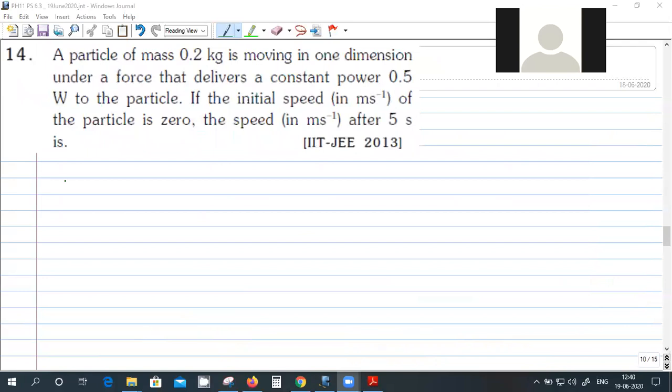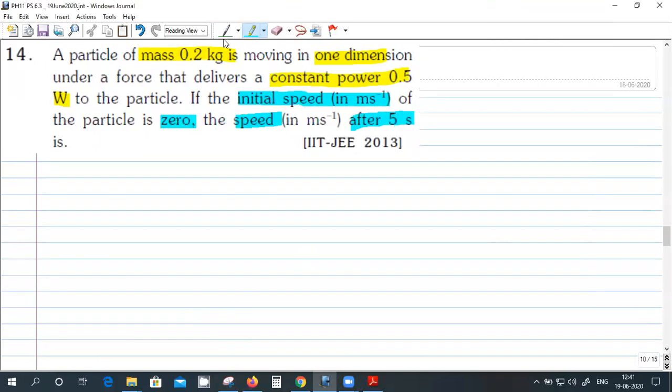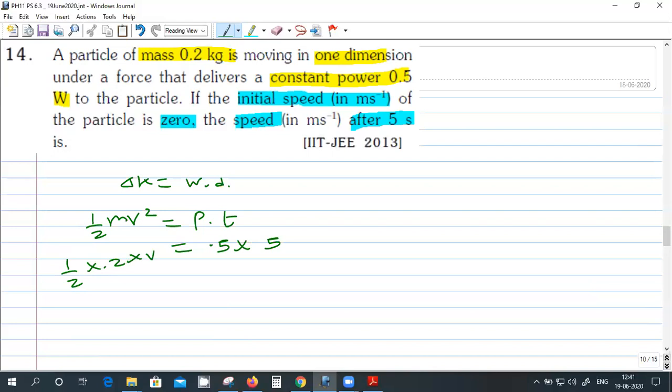Okay, try this one, 14. This is also very simple. Increasing kinetic energy is work done, right? And work done is power into time. So power is 0.5, the time is 5 seconds. Mass is 0.2, half mass into v square. So v is 5.